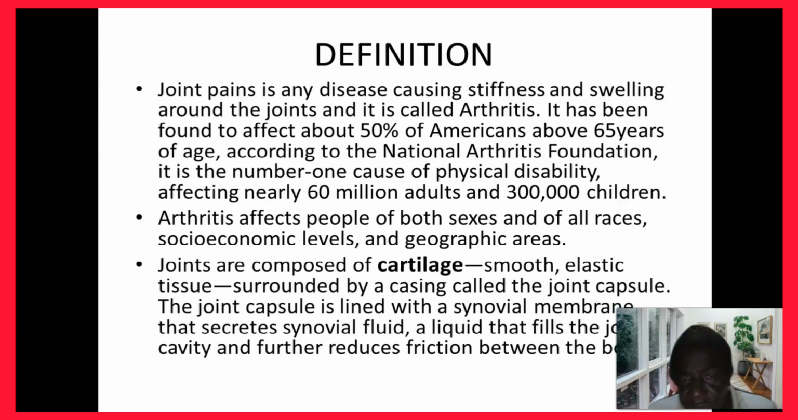Joints are composed of cartilage. The cartilage is that smooth elastic tissue surrounded by a capsule called the joint capsule. The joint capsule, the picture will be shown very soon, is lined with synovial membrane that secretes the synovial fluid, a liquid that even helps to reduce more the friction between the bones.